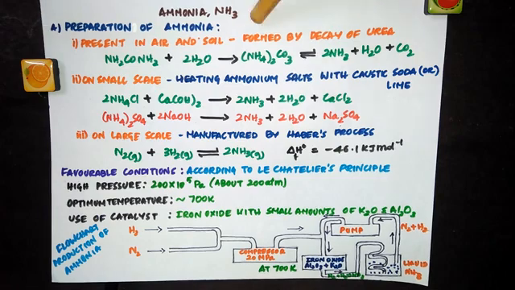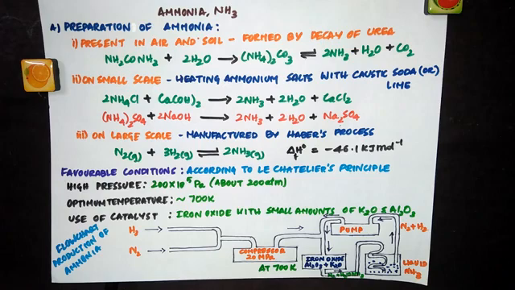Ammonia is NH3. So we will start with the preparation of ammonia. Before that, ammonia is one of the most useful compounds of nitrogen. It is present in air or soil, and it is formed by the decay of nitrogenous organic matter, which is urea. So you can take that as a preparation of ammonia.